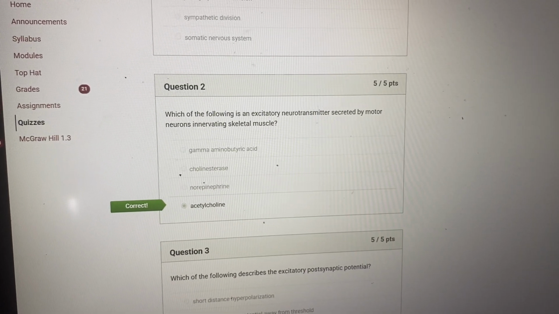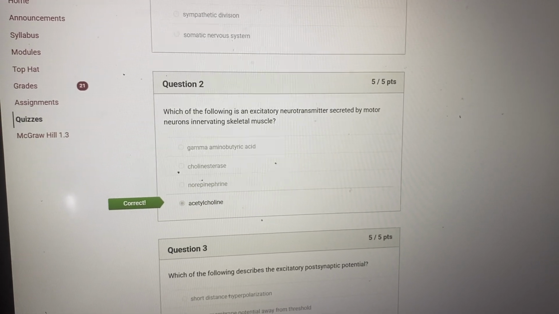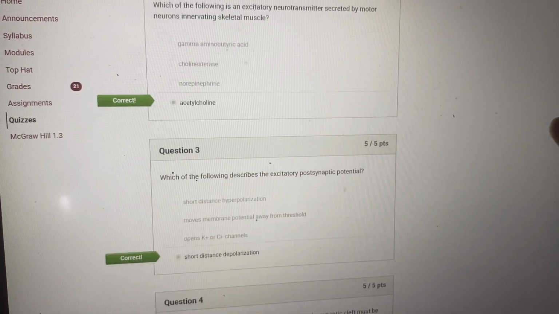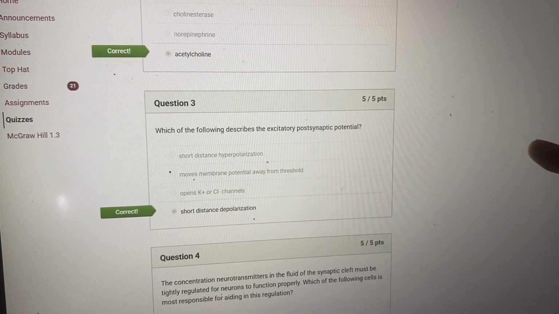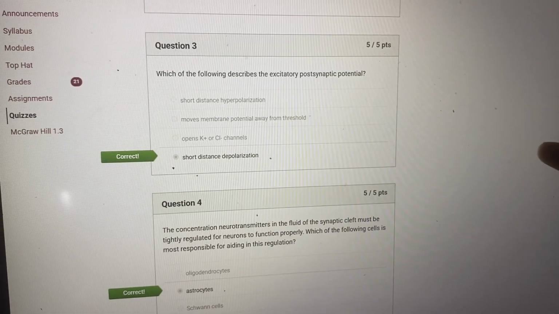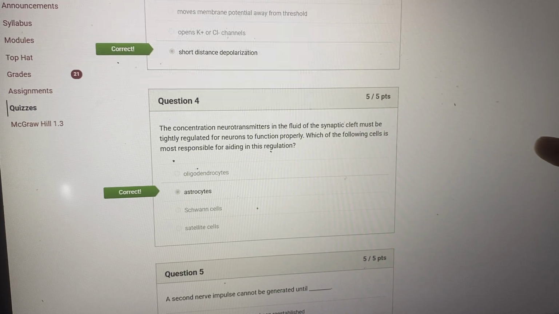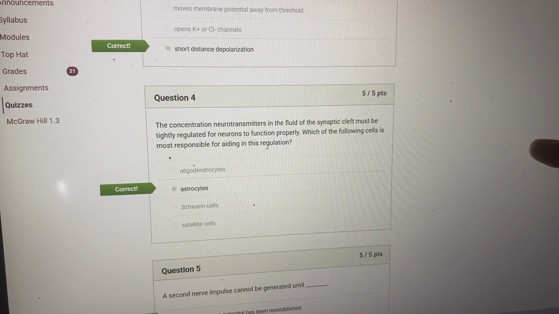Which of the following is an excitatory neurotransmitter secreted by motor neurons innervating skeletal muscle? Acetylcholine. Which of the following describes the excitatory postsynaptic potential? Short distance depolarization.